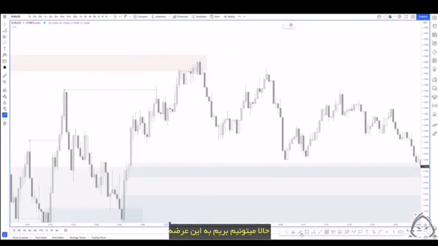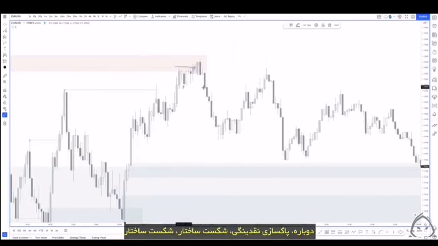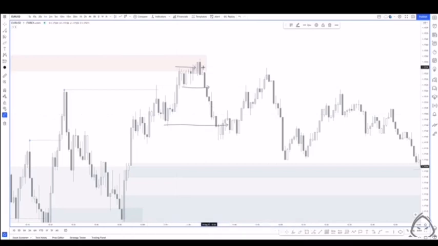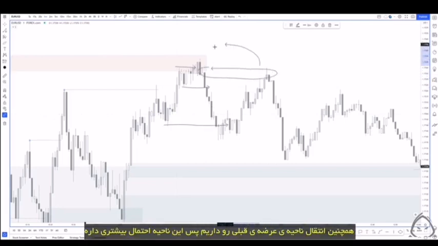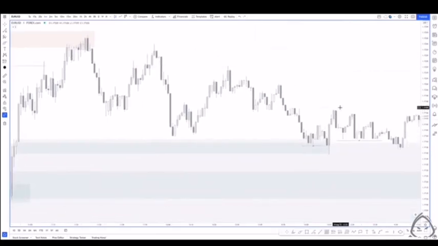And now we can move on to this supply zone. Again, sweep of liquidity, break of structure, valid supply zone. We also have a mitigation of a previous supply zone, therefore higher probability supply zone being formed.